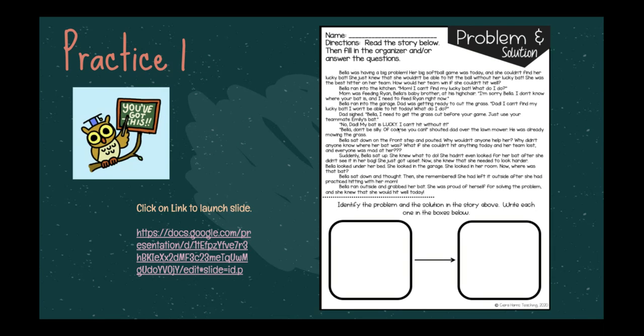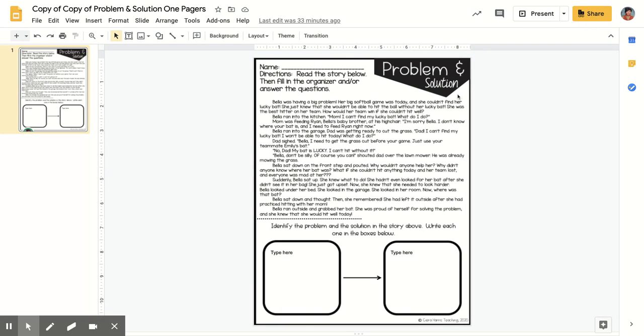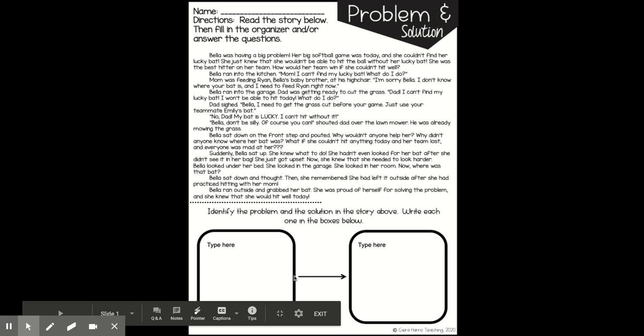This is going to be a small reading, and all it's asking us is to identify the problem and the solution. So let me bring up the form. Okay. So if we look at this form here, it's telling us that it's a story and then it's giving us 2 options. So let's look.